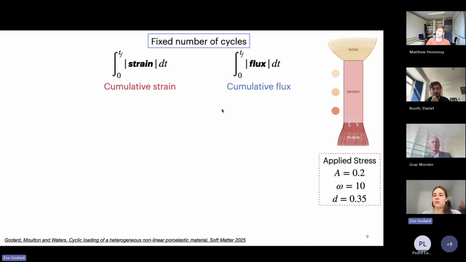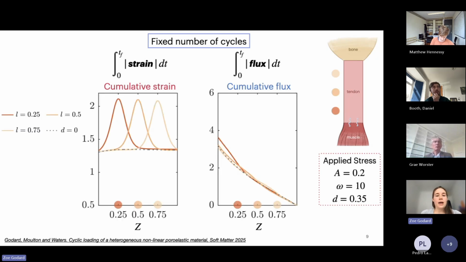But so here we fix the number of cycles, and again for the same applied stress, this is what we get. So the cumulative strain, as you can see, is really nicely summarizing that increase in strain about the damage point. So we've got 3 different damage locations, and you can see that increase moving with the damage location. Then in dotted grey is the undamaged case. And the cumulative flux, though, is really not showing any difference at all, only a little bit near the boundary for the damage that is closest to the boundary, but it's really quite small compared to the effect that the cumulative strain has.